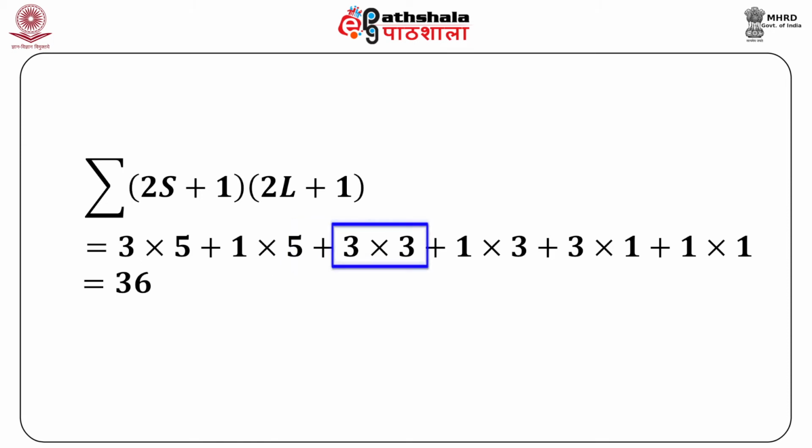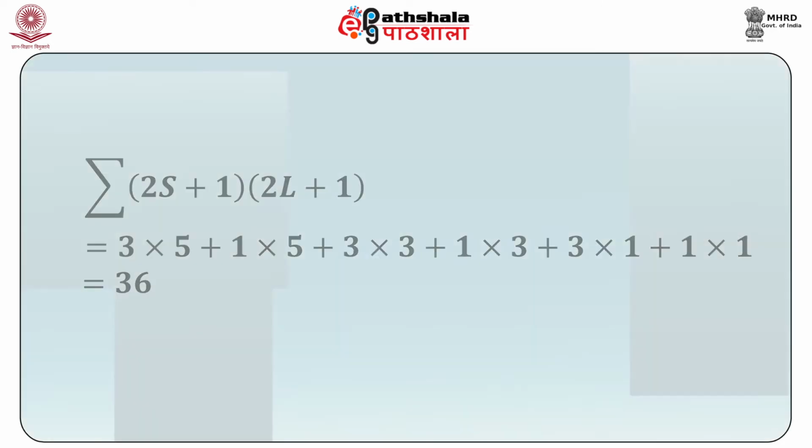The third one is 3 into 3, because 2L plus 1 for P is equal to 3, and the spin multiplicity is 3. So, 3 into 3 plus 1 into 3, and then 3 into 1 plus 1 into 1, and if you add them all together you get 36 as we had predicted, because 6 into 6 was 36, and so we have got all the states which are possible.